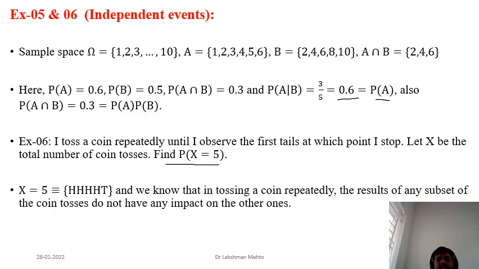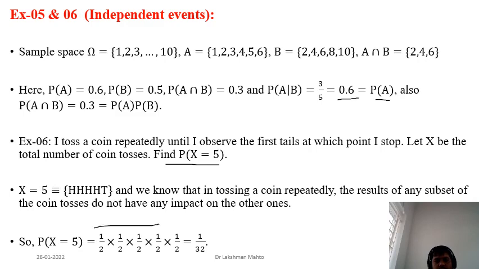Usually when we are tossing a coin, each trial is independent of the others. The outcome in one trial is always independent of the outcome in another trial. So the probability of this specific event would be just the product of the outcomes in those first five experiments. In total, the probability of X equal to 5 would be 1 by 32.